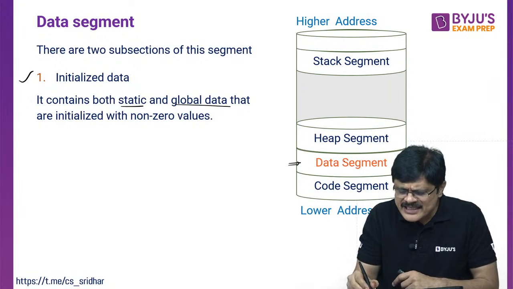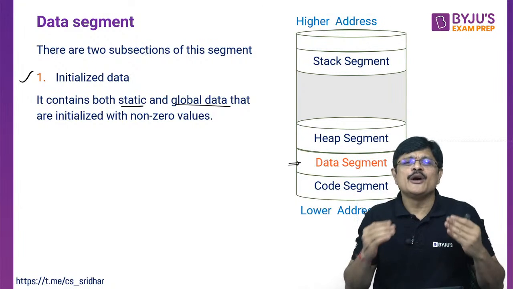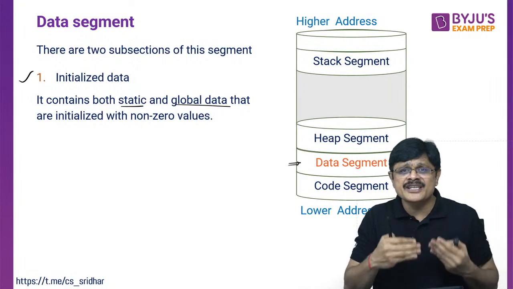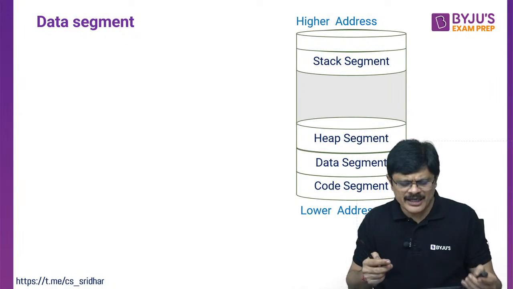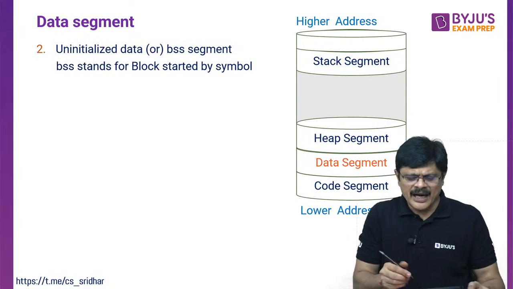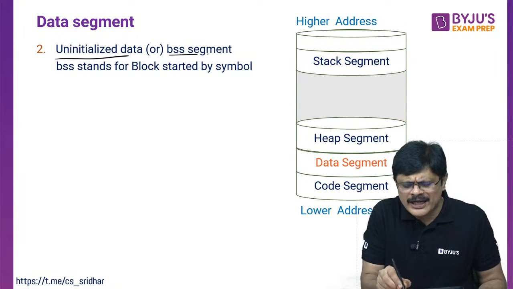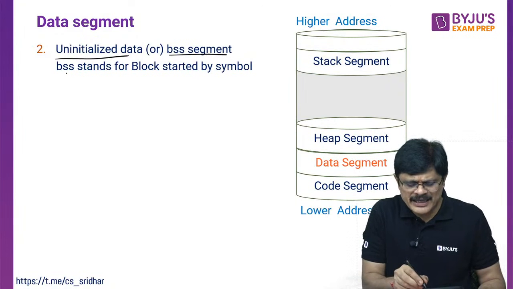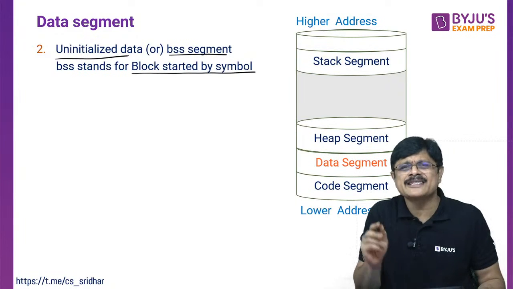That is, the data segment will be divided into two parts. One part will store the initialized data, the other part will store the uninitialized data. The uninitialized data we also call the BSS segment. BSS stands for block started by symbol.